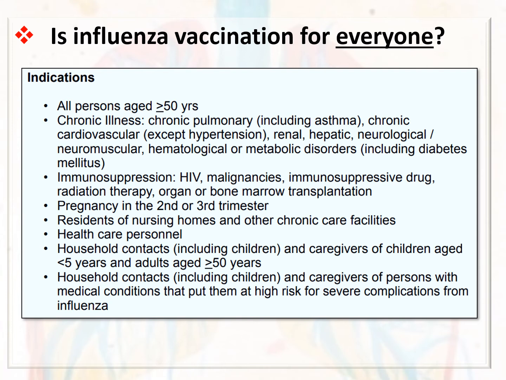Flu vaccination may also be considered in household contacts and caregivers of children aged less than 5 years old and adults aged more than 50 years old, or household contacts and caregivers of persons with medical conditions that would put them at high risk for severe complications of influenza. So for us doctors, it is very important that we have our annual influenza vaccination.